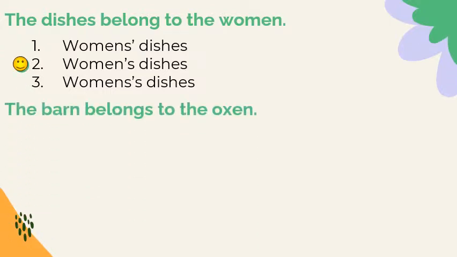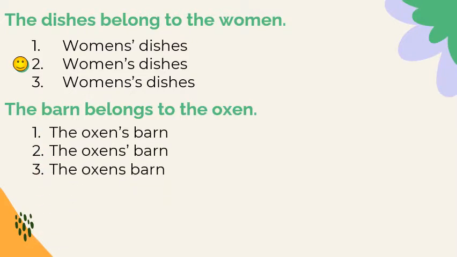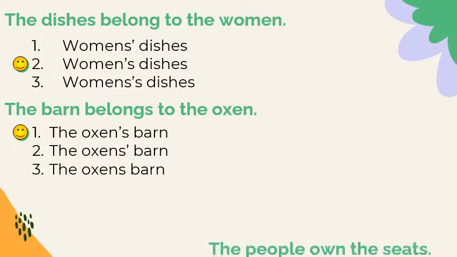The barn belongs to the oxen. Oxen are the owners, and oxen is an irregular plural noun. It doesn't take s. So what does the rule say? The rule says it must take apostrophe then s. Then number 1 is correct. The oxen's barn.